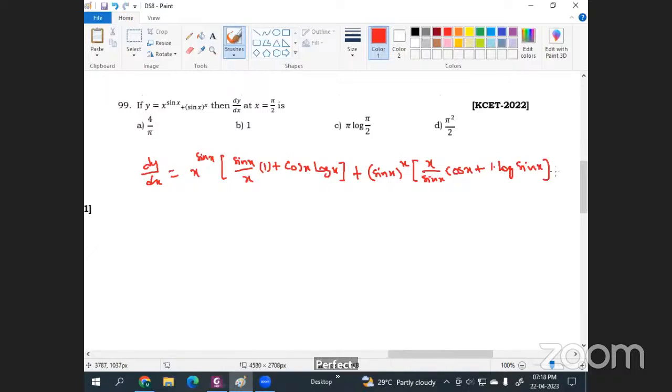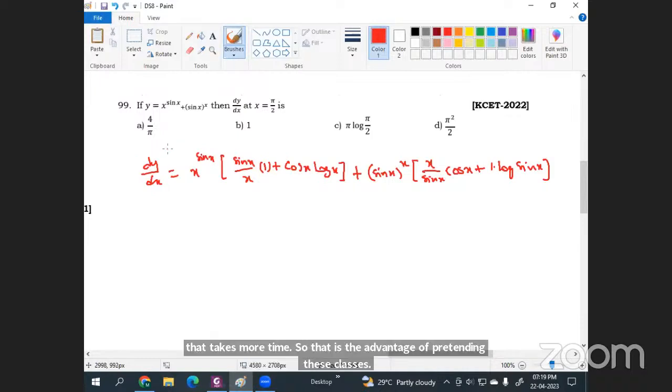See how simple we have written this one. Otherwise, you have to go for u plus v and that formula to get the right answer. Correct, na? So that takes more time. So that is the advantage of attending these classes. You will learn more shortcuts.